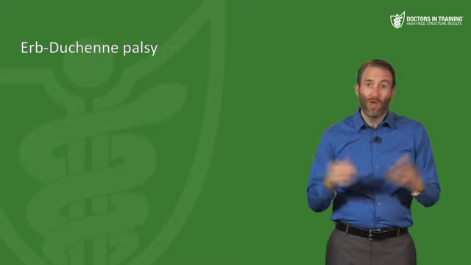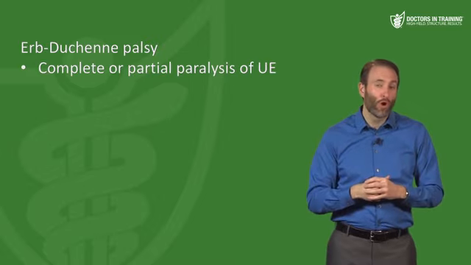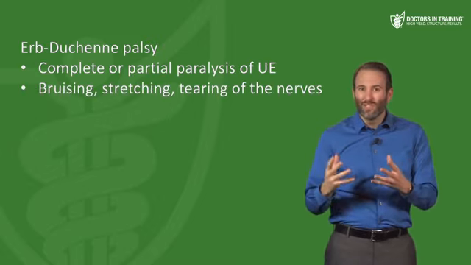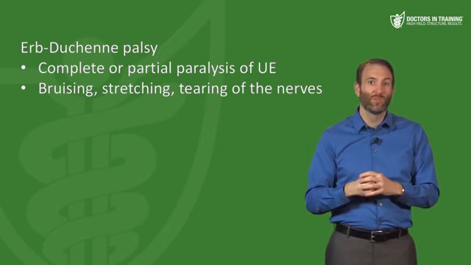So you can also see Erb-Duchenne palsy in newborns with clavicle fractures, even if it's not due to a dystocia. Dystocia occurs more often, again, in large for gestation babies, so be on the lookout for that on your test. So how does this present? Well, the paralysis can be partial or complete depending on the damage. Sometimes we see just bruising or stretching of the nerves, and sometimes we see complete tearing of the nerves.